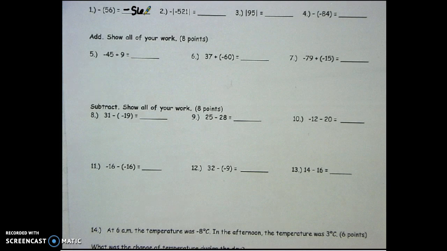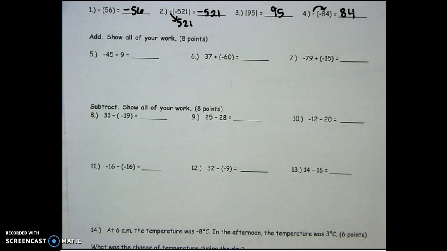For number two, those are absolute value signs. Absolute value in the order of operations acts as parentheses. So the first thing you do is you solve for the absolute value. The absolute value is always positive. The absolute value of negative 521 is positive 521. Now we take the opposite of that. The opposite of 521 is negative 521. The absolute value of 95 is 95. And the opposite of negative 84 is positive 84.